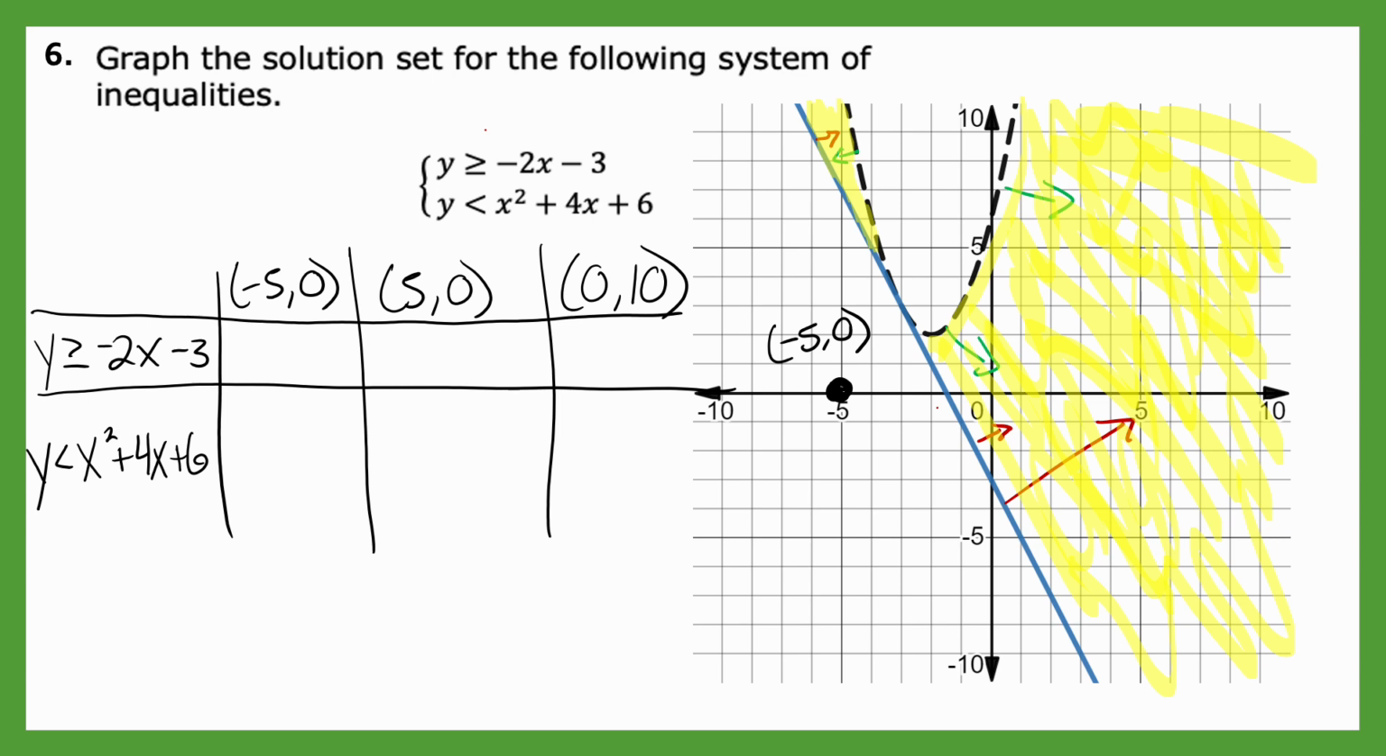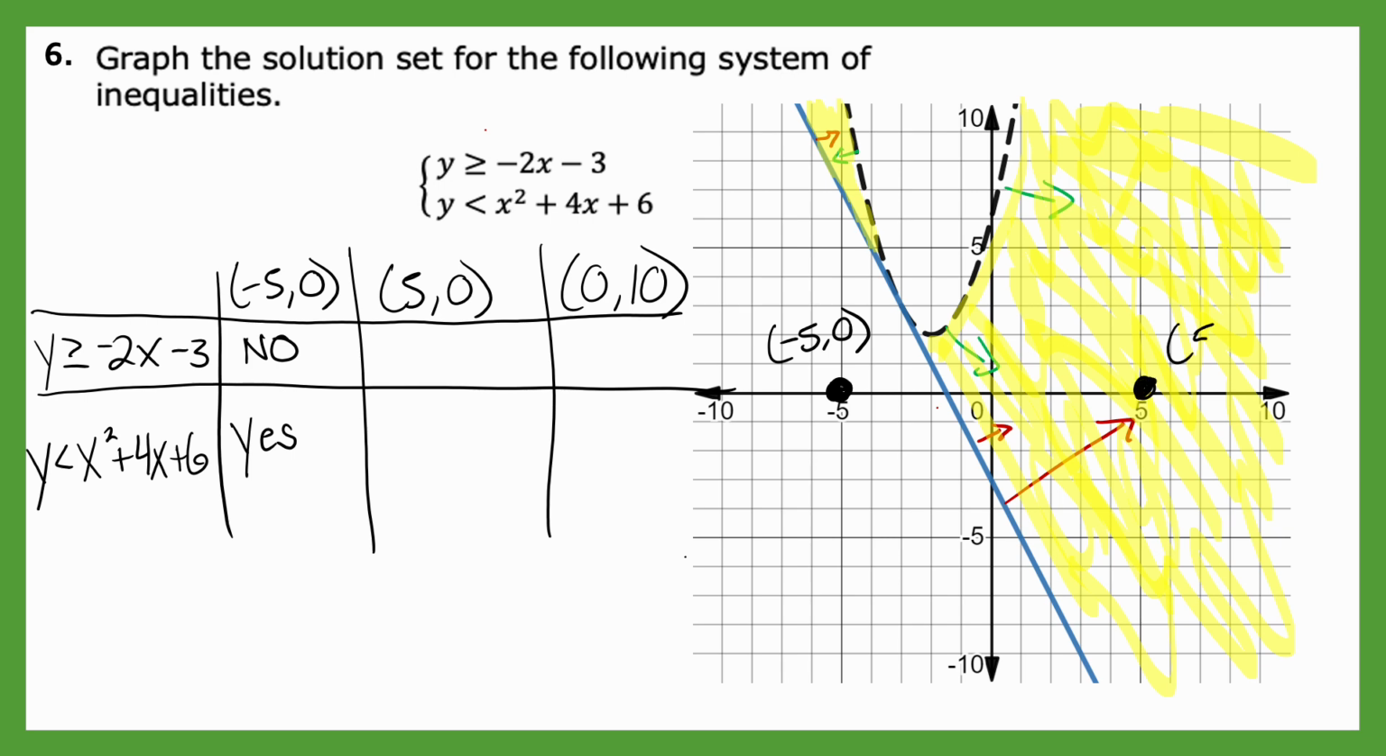Would that point be a solution to our linear system? No, it's below the line. That's no good. So you would circle not a solution. Would that point be a solution to the parabola? Like, is that technically outside the parabola? Yes, so that is in the direction where we would have shaded. However, because it's not a solution to both, it's technically not a solution to the entire system. Our next ordered pair, (5, 0).